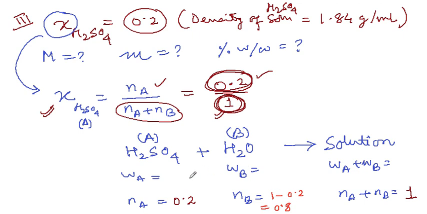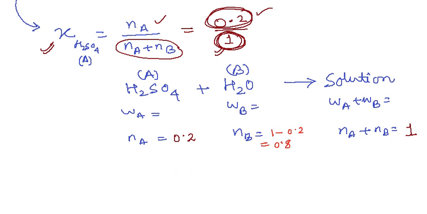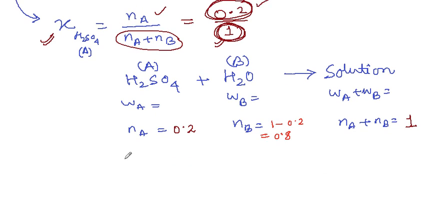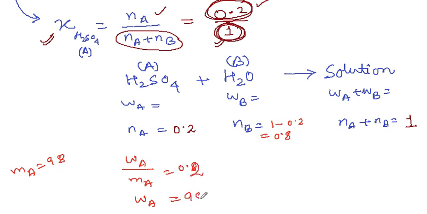Now once we have the number of moles, we can easily get our mass, which is weight over molecular mass, that is 0.2. This would be weight of A. We know that the molecular mass of sulfuric acid is 98, so this is 98 into 0.2, that would be 19.6.